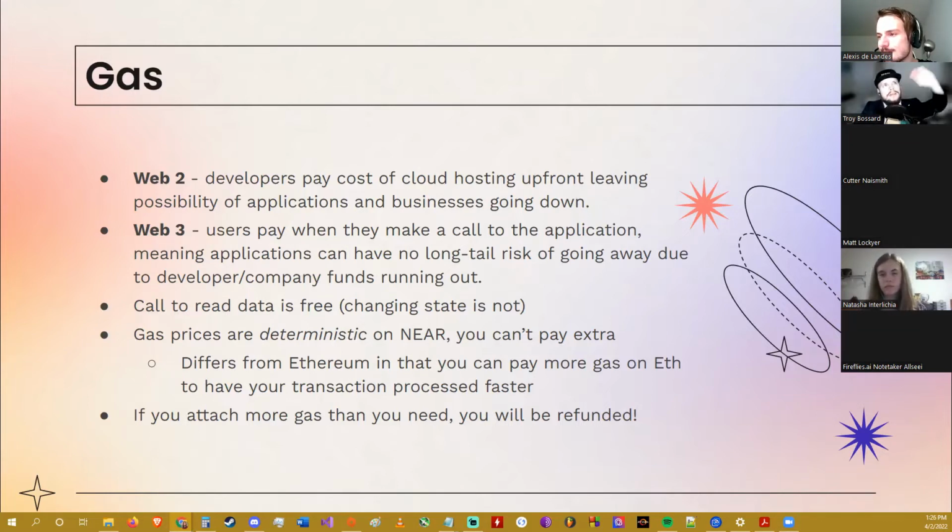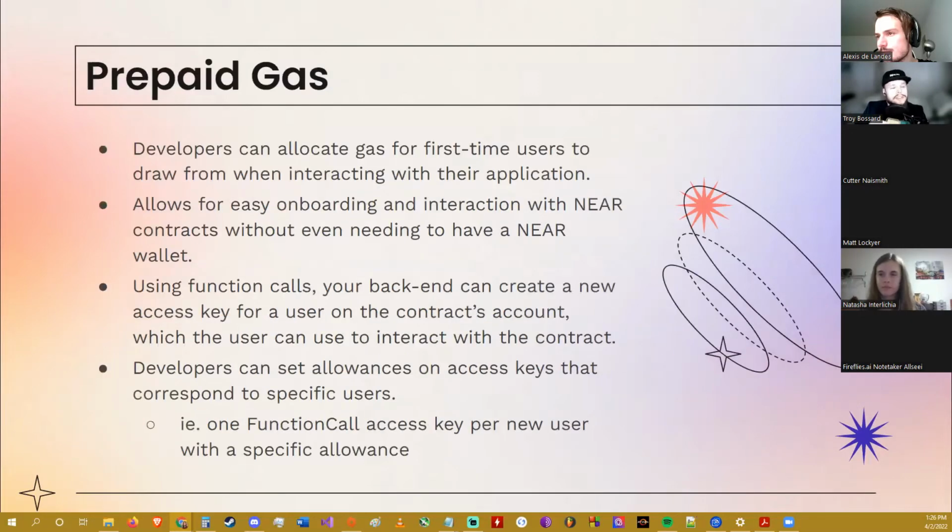If you remember back to the example transaction that I showed earlier during the part where we were talking about the Near Explorer, the transaction we showed specifically included 30 teragas with the transaction, but it only used something like 8 teragas. So the excess gas would have actually been returned to the user in that instance, which is pretty cool.